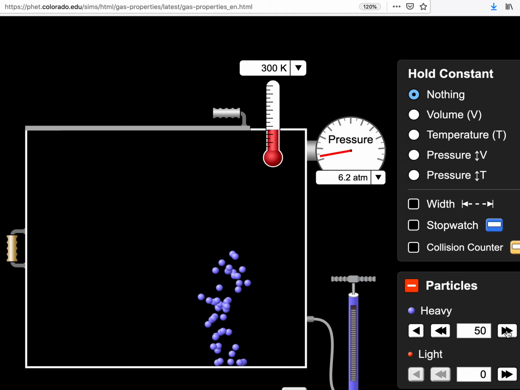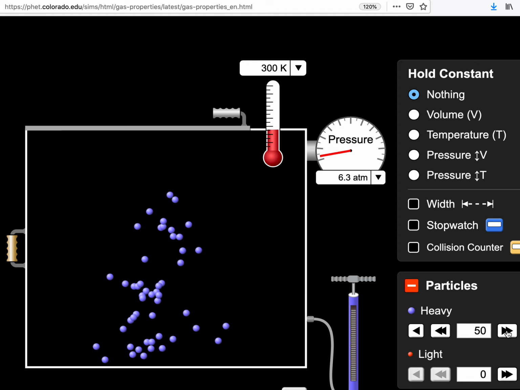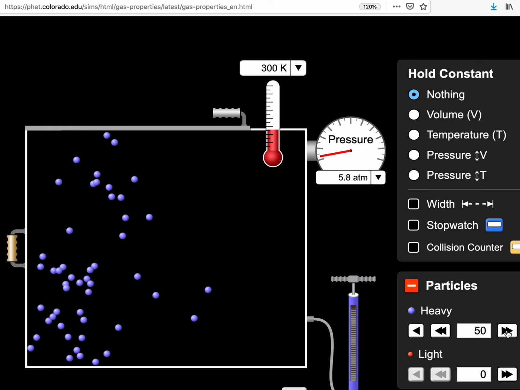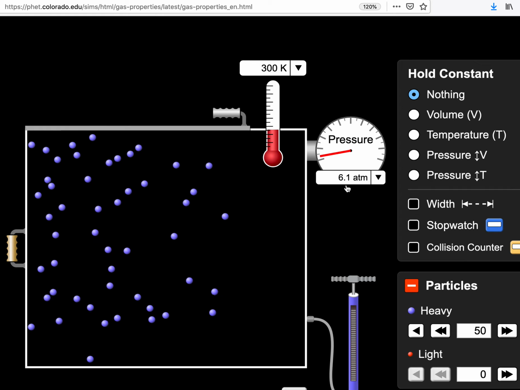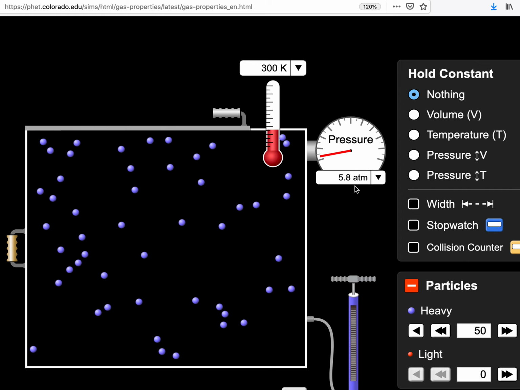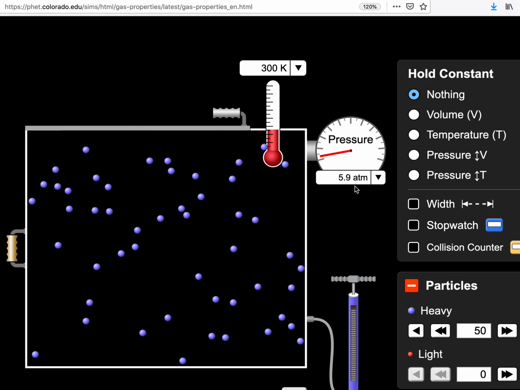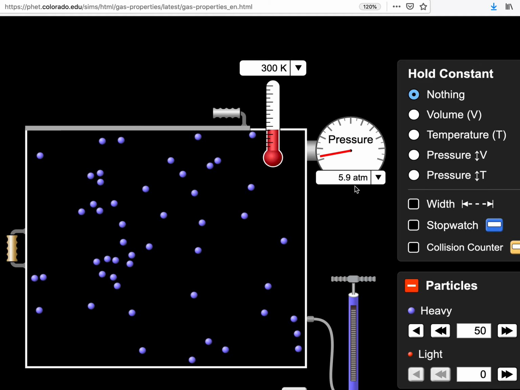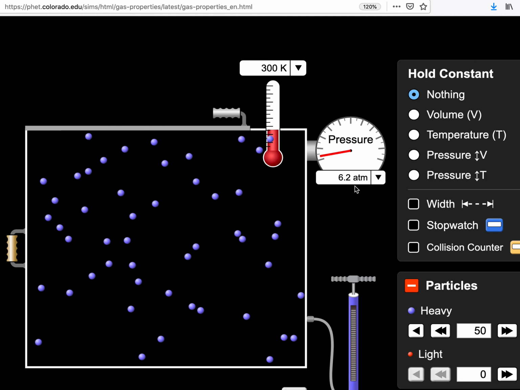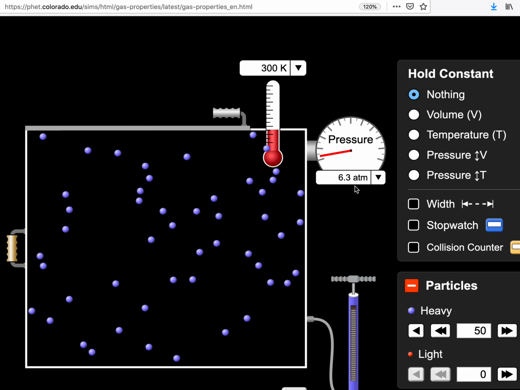50 of the heavy particles. Well, they start to move a little bit more slowly, but eventually they disperse, and as they start bouncing off the walls, I'm starting to be able to read a macroscopic pressure, and it's 6-ish. As they're bouncing around, I'm getting a little variability, but it looks like about 6 atm.